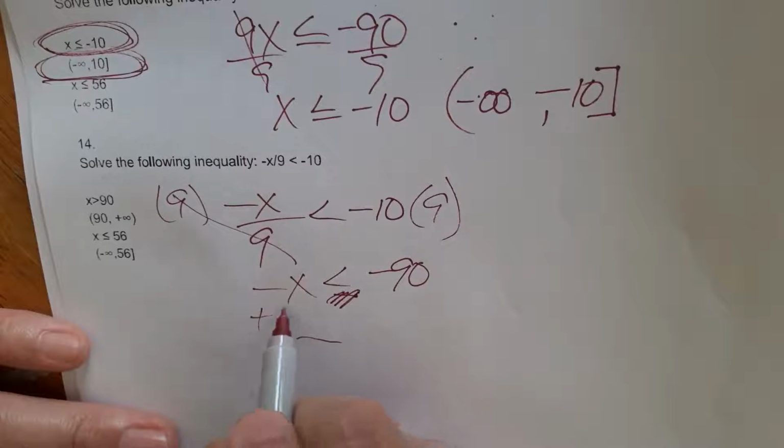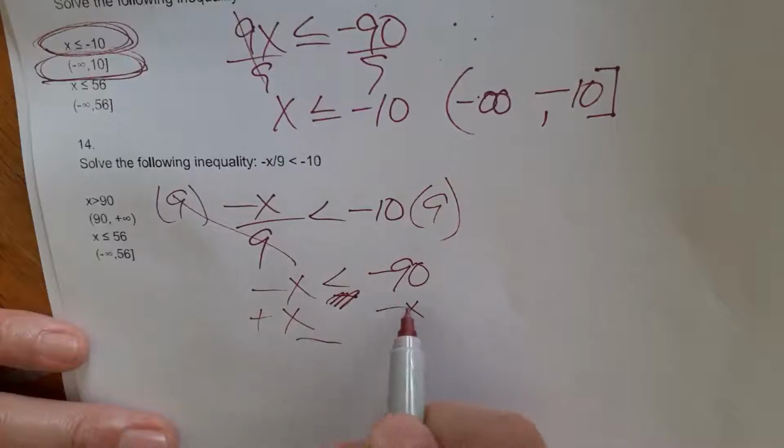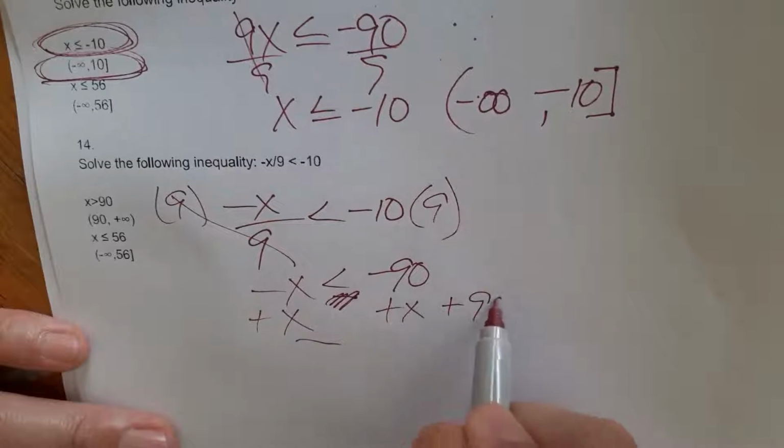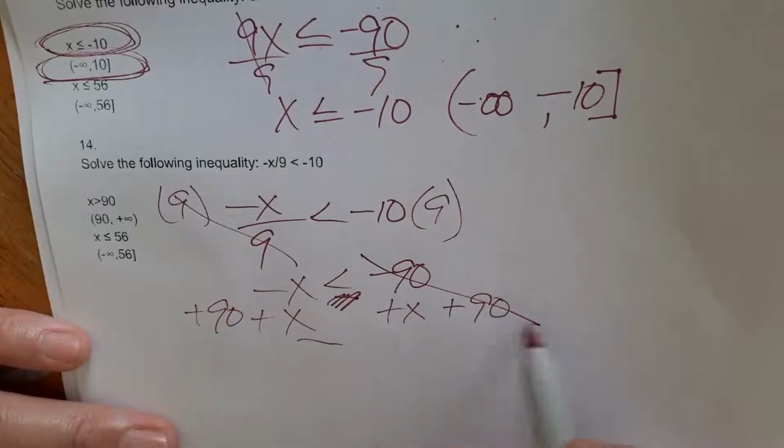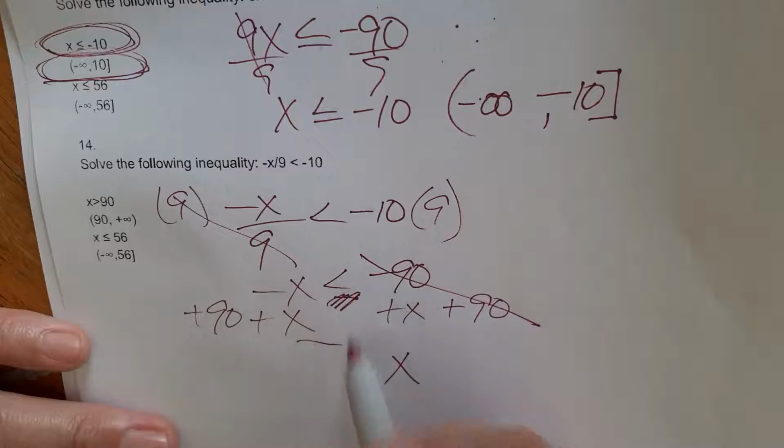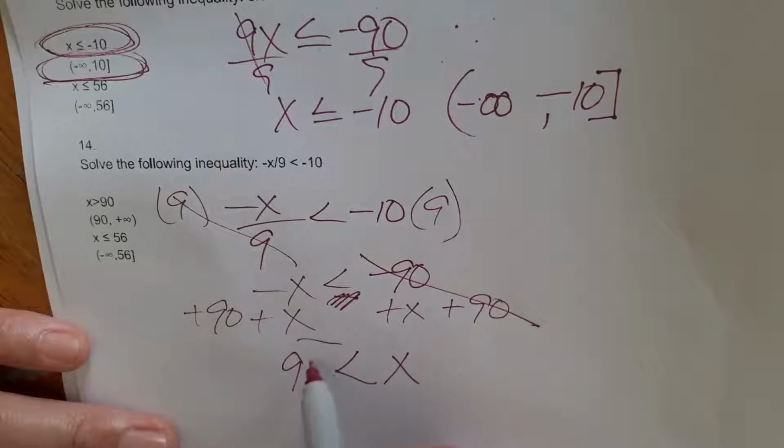Now let's do this. Let's add x to both sides. And let's add 90 to both sides. Right? This makes the 90 disappear. You get an x over here. The symbol still stays the same. And this is x minus x. You get a 90 over here. Let's flip it. X is greater than 90.